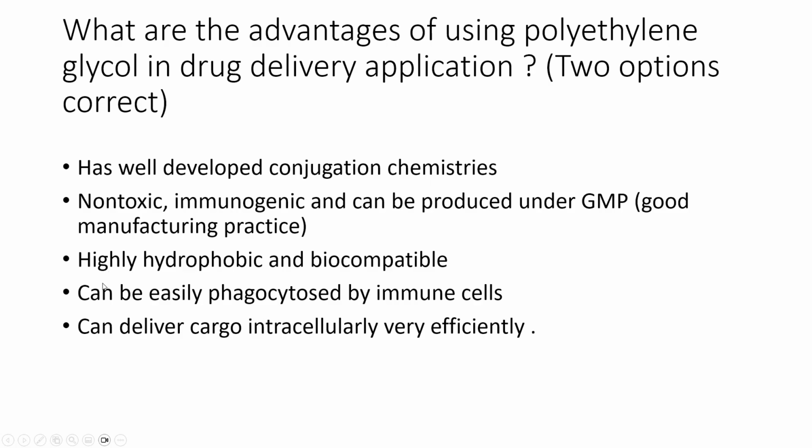So definitely no. Can it be easily phagocytosed by the immune cells? Again, it's not a very bulky structure for the immune cells to phagocytose, right? First of all, it's not in the micron range for the immune cells to phagocytose. And in fact, it will prevent immune cells from interacting with and phagocytosing your polymer itself. So they cannot be easily phagocytosed by the immune cells. So this is wrong. All these three are wrong.